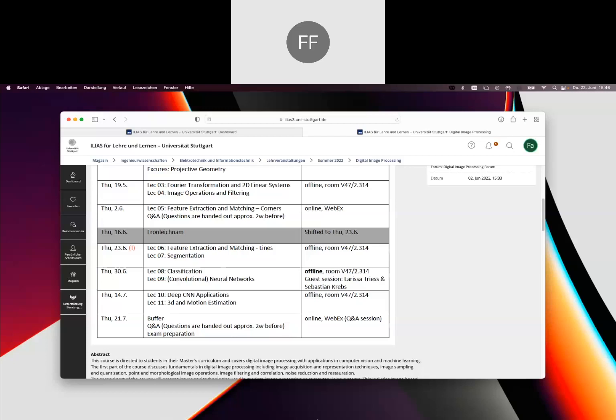So we will continue on feature extraction and matching. So the last time we spoke about corners and key points. It's already 3 weeks ago. We spoke about corners and key points. We spoke about how we can describe points, meaningful points in the image, and how we can do the matching.